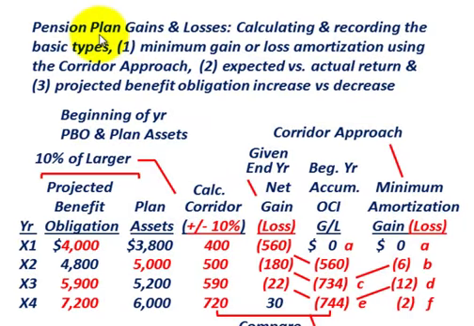What we're going to be going over here is pension plan gains and losses, and we're going to be calculating and recording the basic types of these gains and losses. First, we're going to be looking at the minimum gain or loss amortization using the quarter approach. Secondly, we're going to be looking at the expected versus the actual return on the plan assets. And thirdly, the projected benefit obligation. We're going to look at an increase versus a decrease here and how we would record these gains and losses. Okay, so let's go on.